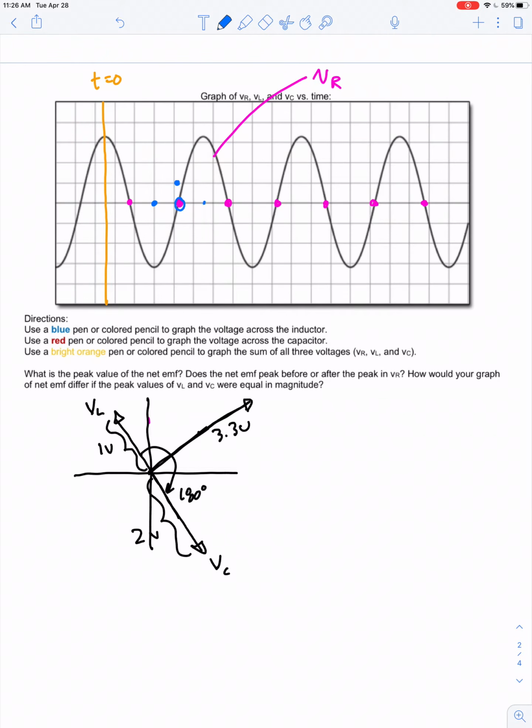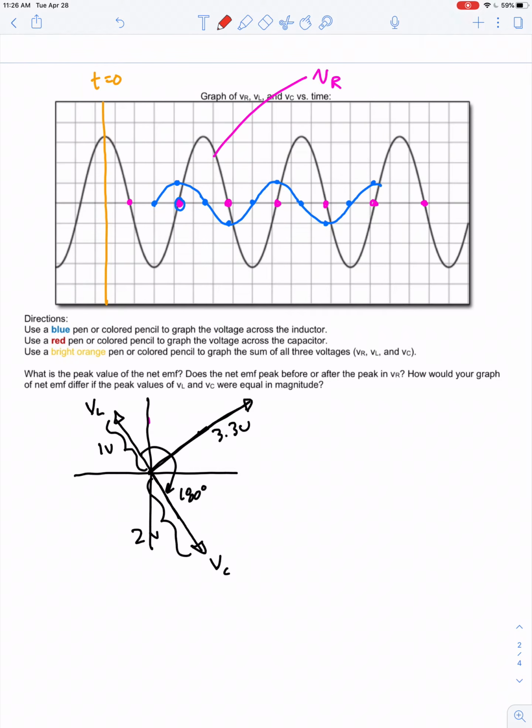There's a 0. There's a 0. Here's a minimum, a 0, a maximum, a 0, a minimum, a 0, and a maximum, and so on. I think I have enough data points that I can trace in this graph. And there we have it. The voltage across the inductor has a peak value of 1 volt, and is definitely leading the behavior of the resistor by 90 degrees, by a quarter cycle.